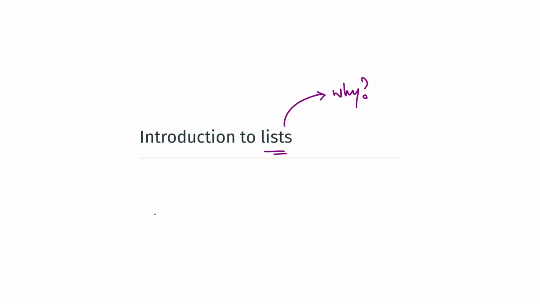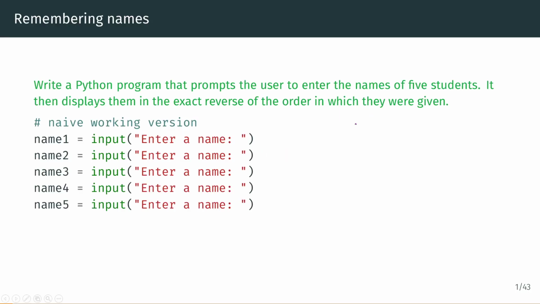Anyways, we'll start talking about lists, and we'll start with the why. Why do we need lists, or why do we need data structures in general? So let's start with this problem. We have to write a Python program that prompts the user to enter the names of 5 students, but then displays them in the reverse of the order in which they were given. So the naive working version would look like this.